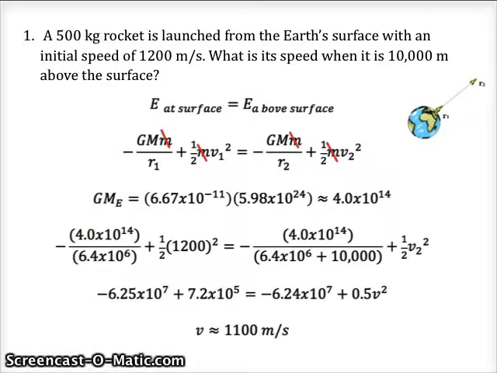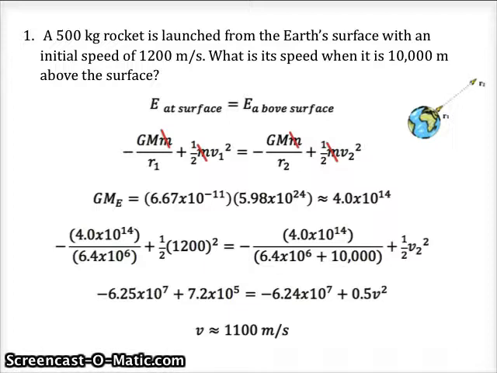All right, but we do end up with a pretty high speed of about 1,100 meters per second, but it certainly is slower than the initial speed. And of course, that's what we would expect, the rocket to slow down as it moves away from the Earth.